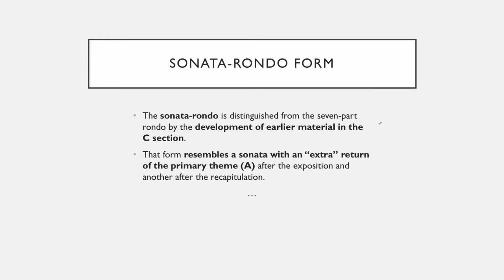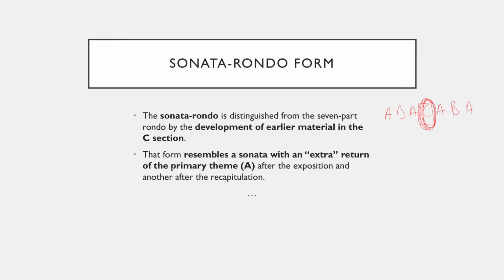So the 7-part rondo is A, B, A, C, A, B, A, the most common variant. And the difference is that this part develops material from the earlier section. This is an elaborated section. But in the 7-part rondo, this is just a section, an individual section as A section or B section.